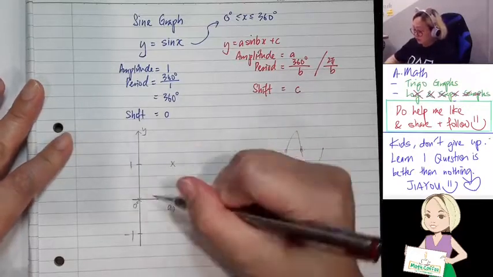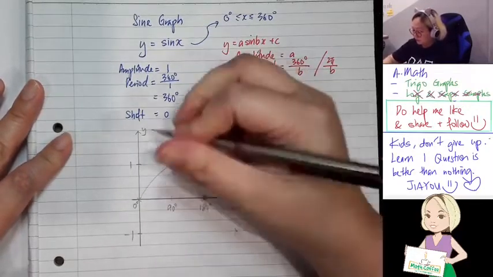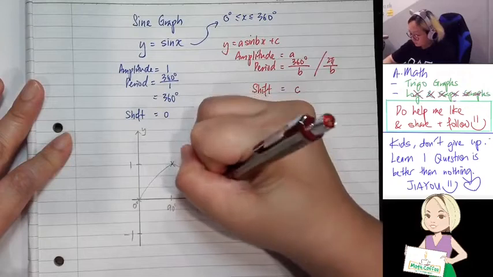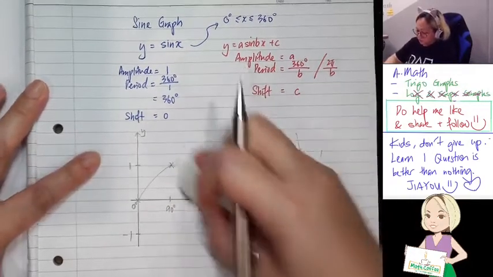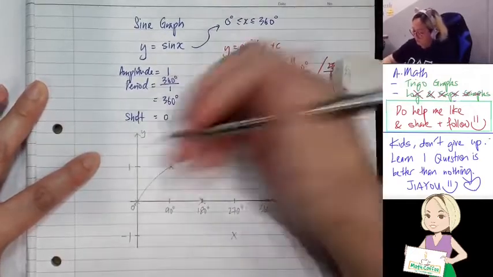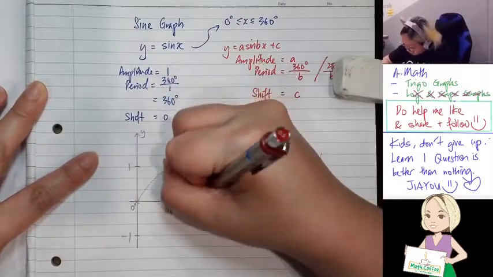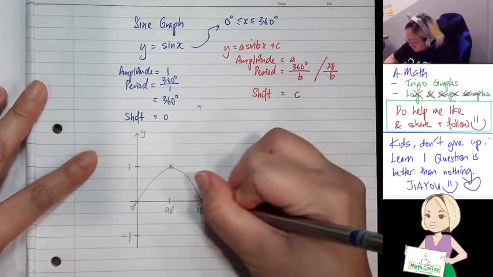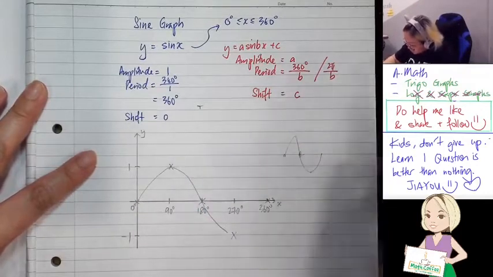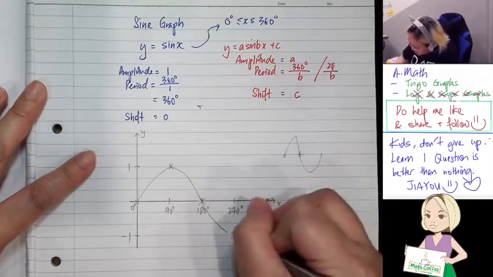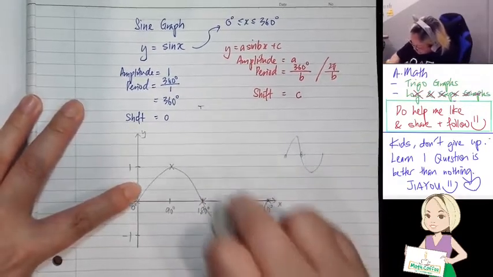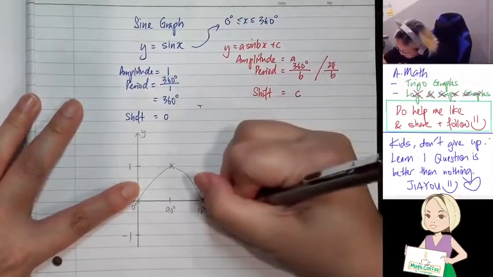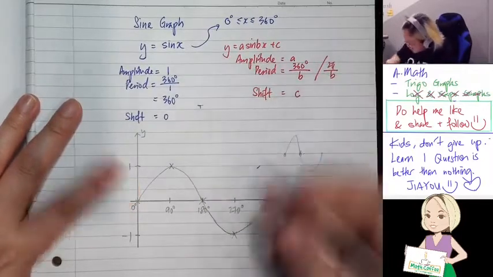So sine graph, you know it looks like that. Okay, so we need to... Then after that, it will be here, here, and here. This one I need to shift.